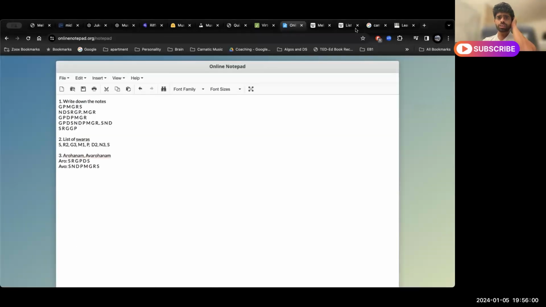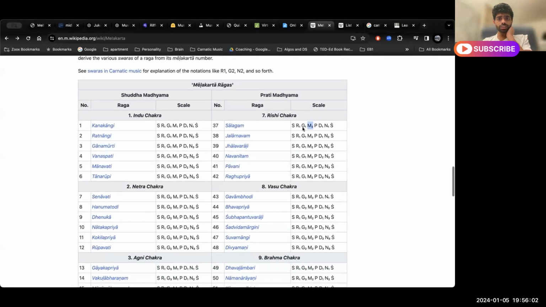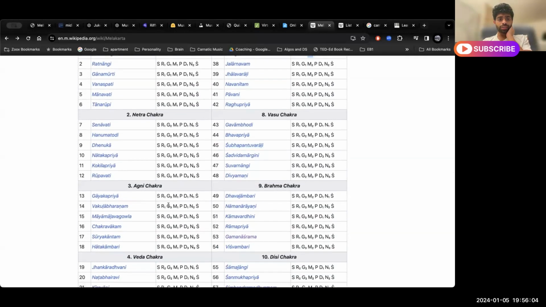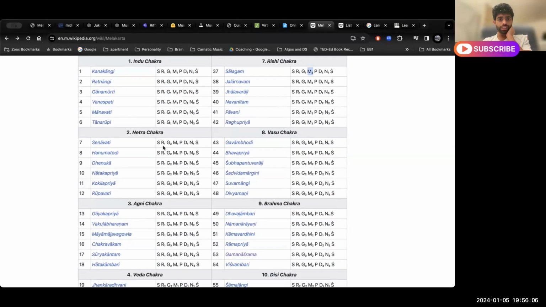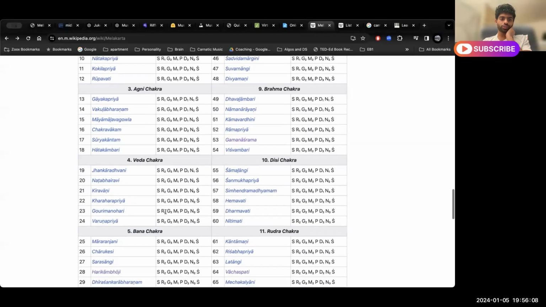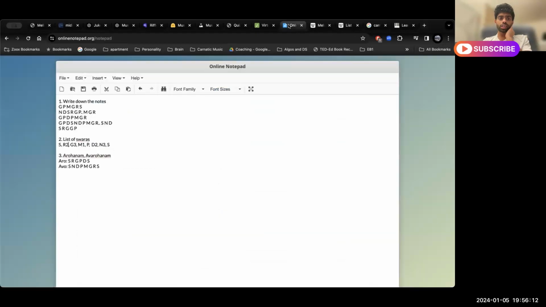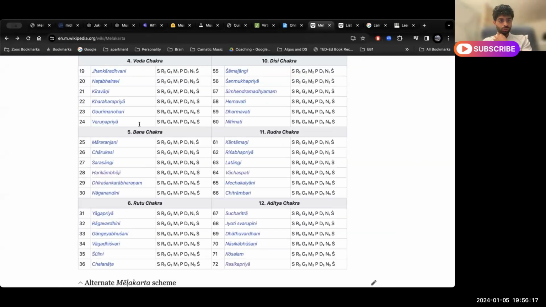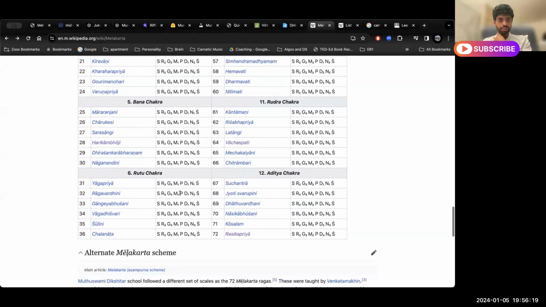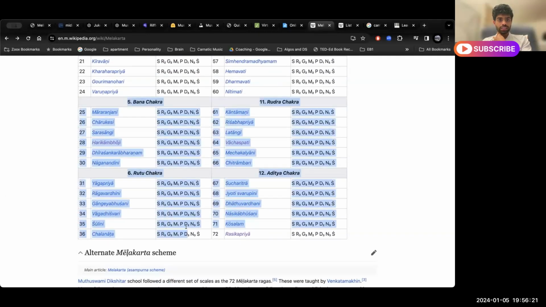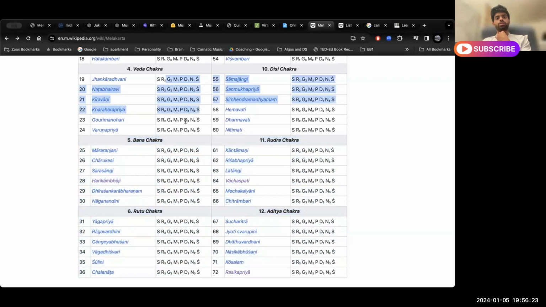So R2. If you see on the left side, the top three chakras all contain R1. So we will look at the bottom three chakras, right? These are the only possibilities now. Now let's further go into Ga. So Ga 3 is only possible in these two chakras. The top one contains only Ga 2.